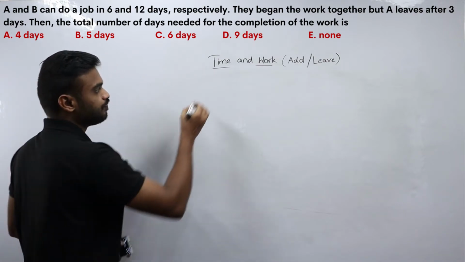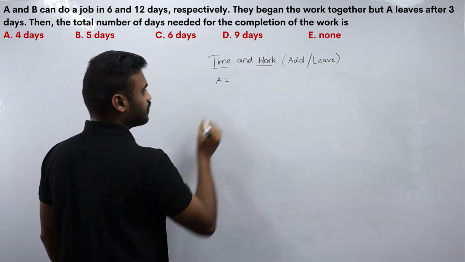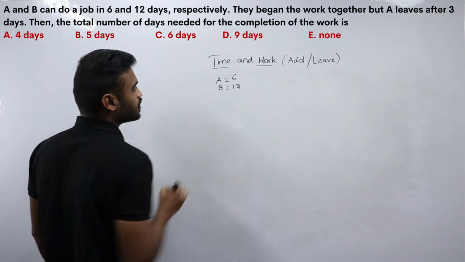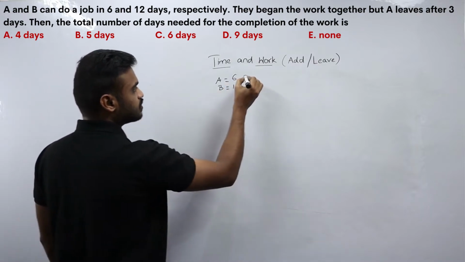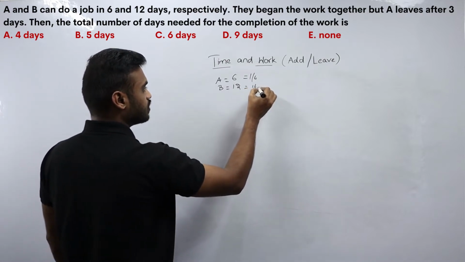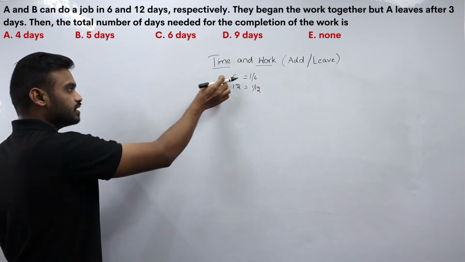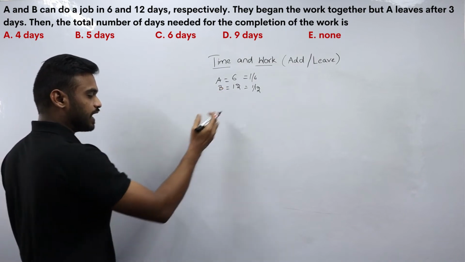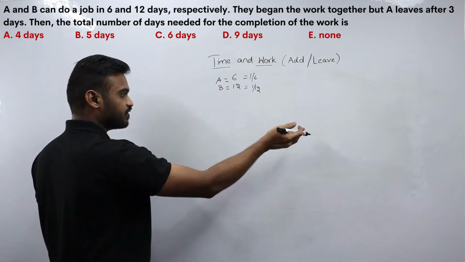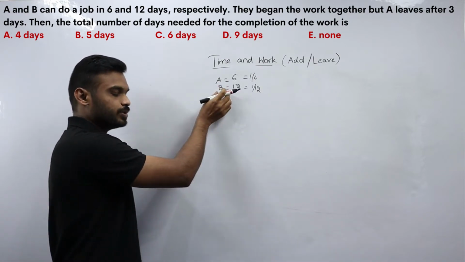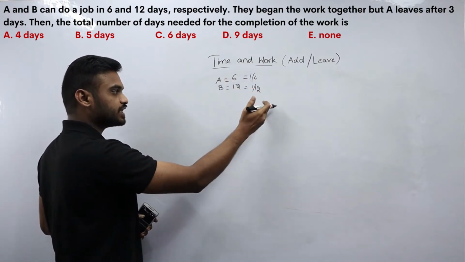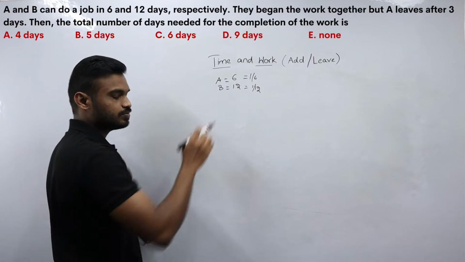A can complete the work in 6 days and B can complete the work in 12 days. Now A's efficiency or A's 1 day's work will be 1 by 6 and B's 1 day's work will be 1 by 12. A and B started working together and after 3 days A left the work. In the sense, A has worked with B up to 3 days.